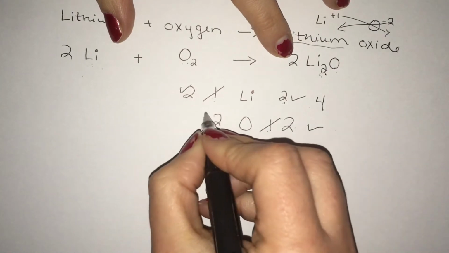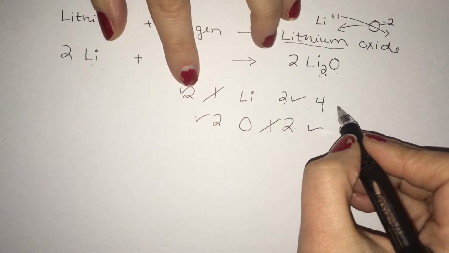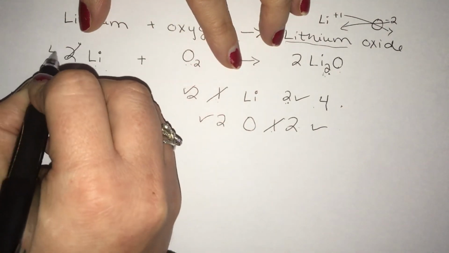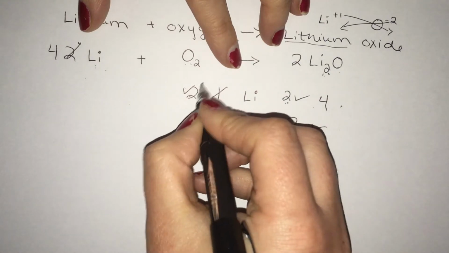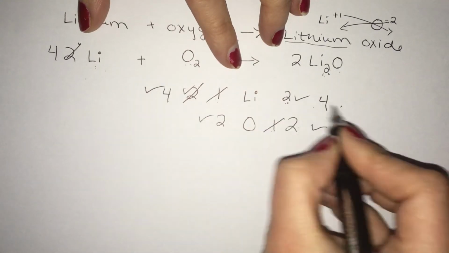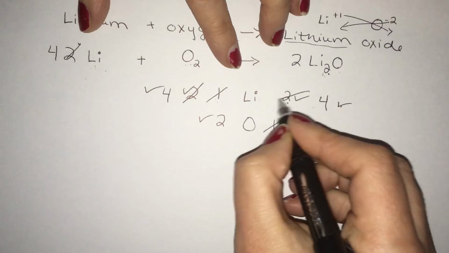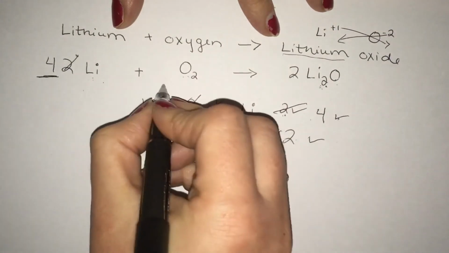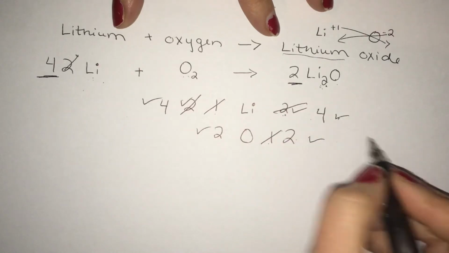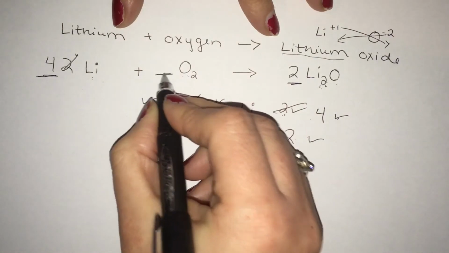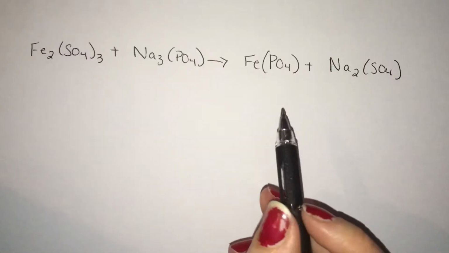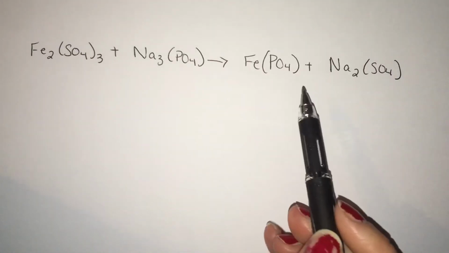Our oxygens are balanced, right? But our lithiums are no longer balanced, so we need to come over here and change this to a 4. And change this to a 4, so this is balanced, this is balanced. So yeah, we're balanced now. So this would be the coefficient, this would be the coefficient, and there would be no coefficient here, which is really just assumed 1.